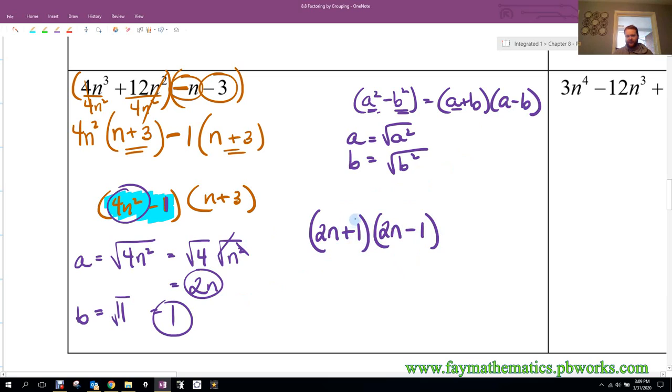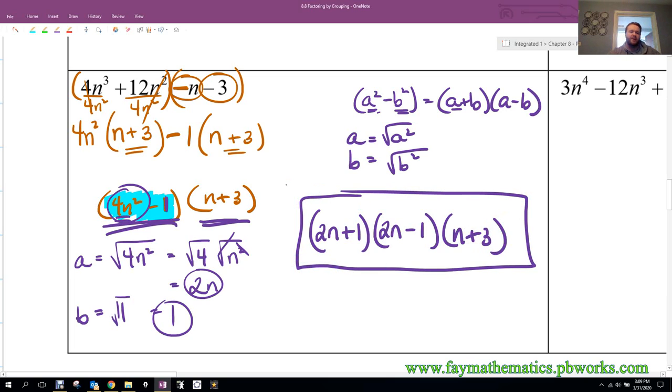If you were to FOIL this, 2n times 2n gives you 4n squared. That gives you 2n. That gives you negative 2n. Those cancel each other out. And then last times last will give me negative 1. So this does give me 4n squared minus 1. So that's how that factors. And then you still have this n plus 3 here tagging along.